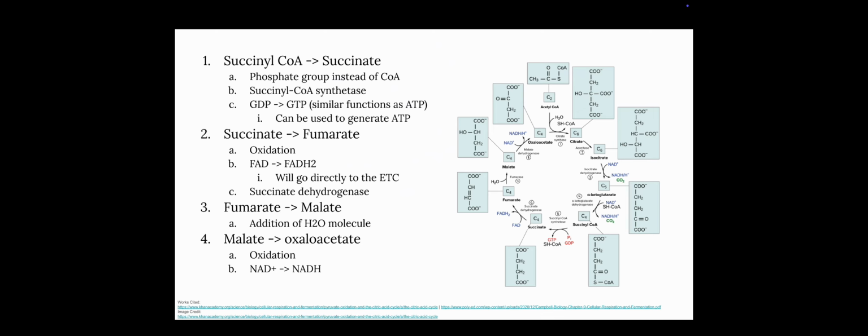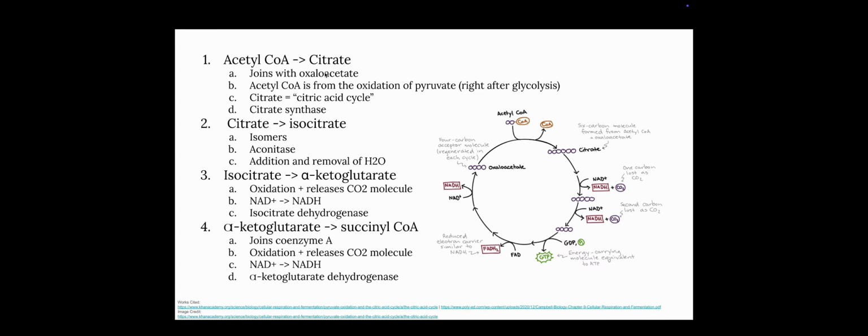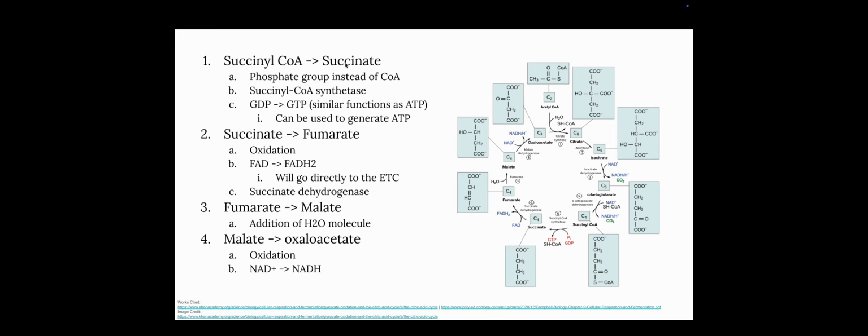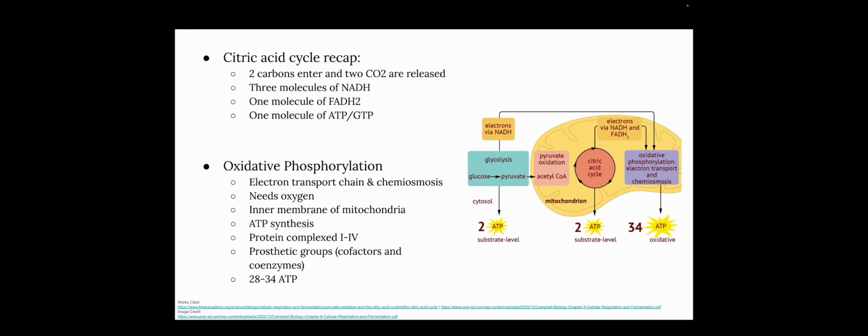Next, fumarate becomes malate with the addition of a water molecule, and finally malate becomes oxaloacetate with another NAD+ reduction. If you remember, we started step 1 with oxaloacetate joining acetyl-CoA. This makes sense because, again, this is a cycle, so one of the products is then used in the cycle again. So to recap the citric acid cycle, 2 carbons enter and 2 carbon dioxide molecules are released.